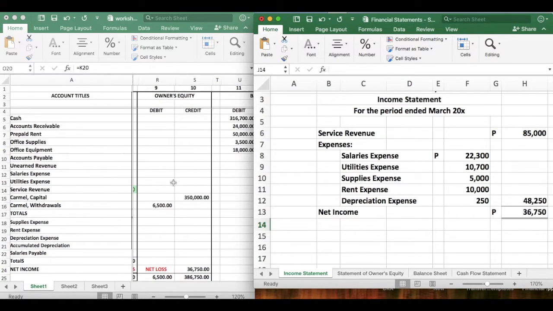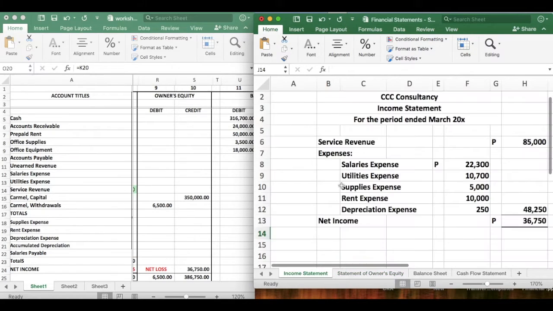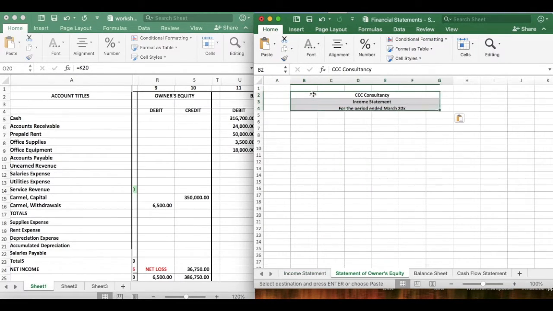Okay, so if you try to see under statement of owner's equity, we have here three items: the capital, the withdrawals, and then the net income. Okay, so we have that here. So the same thing, we will have a document title. Okay, we should always label all our financial statements. So this would be statement of owner's equity. Okay, for the period ended March 20x.